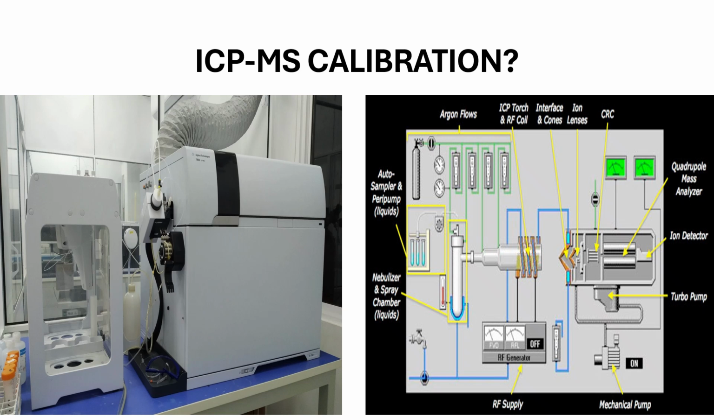So before we jump into the calibration procedure, let's quickly understand what we are dealing with. ICP-MS stands for Inductively Coupled Plasma Mass Spectrometry. It's a powerful analytical technique for detecting trace metals and several non-metals at ultra-low concentration, often in the parts per trillion range.